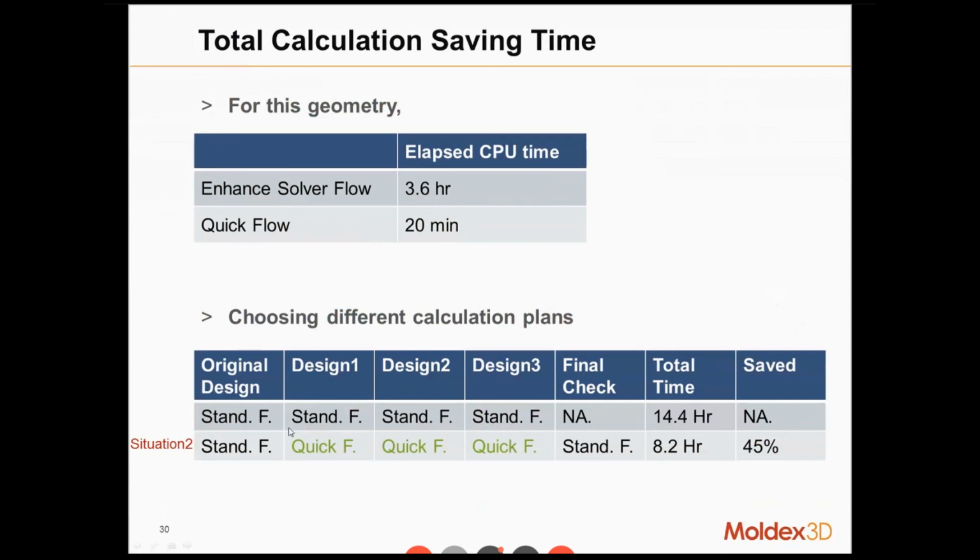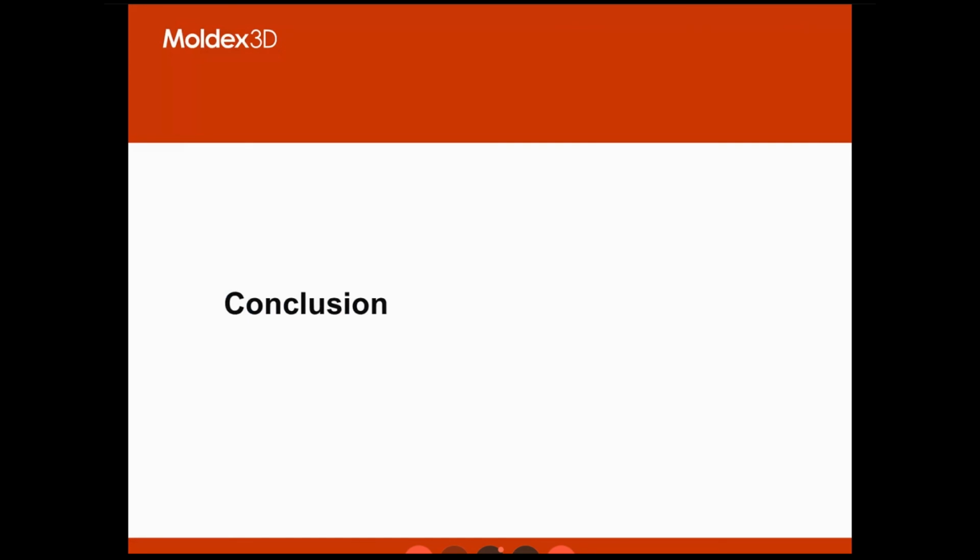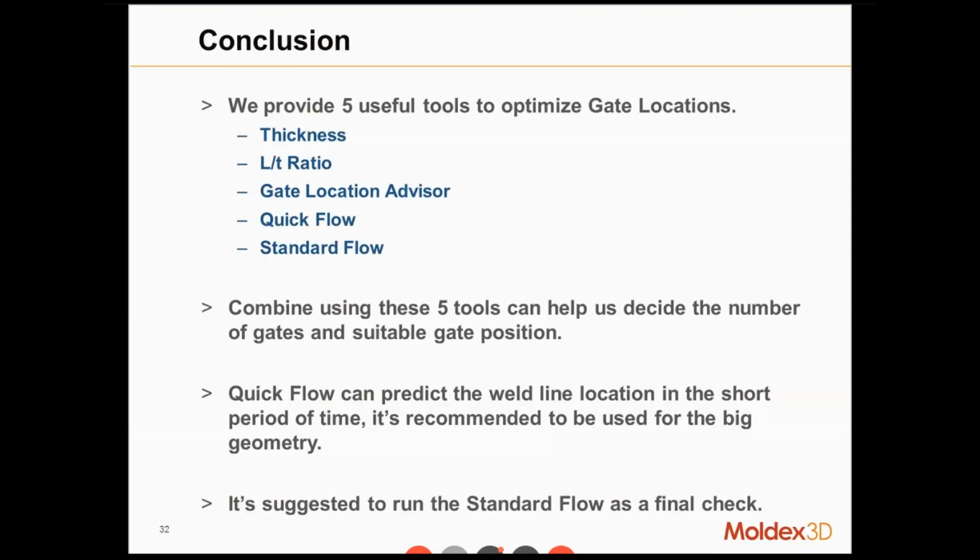For example, if we use the traditional method, just use the standard flow for all simulations, the total time is around 4.0 hours. But if you use situation 2, it can help us to save more than 6 hours. So it means that it can help us to save 45% of the time. And we only tested 3 designs. But if we have more design changes, the difference will be more obvious. Okay. So here's today's conclusion.